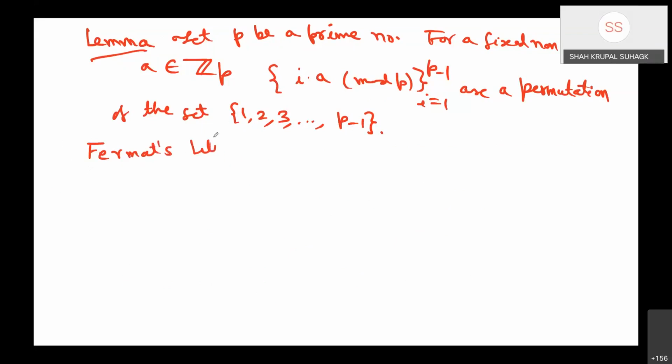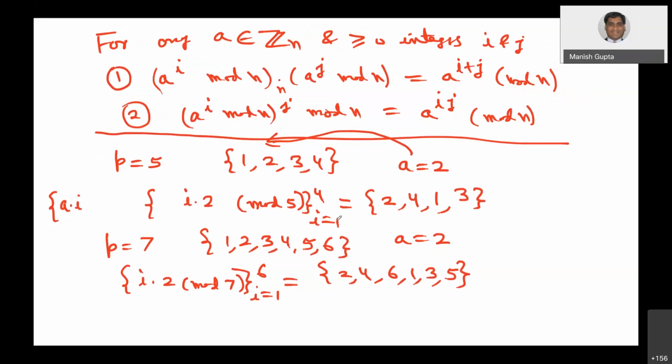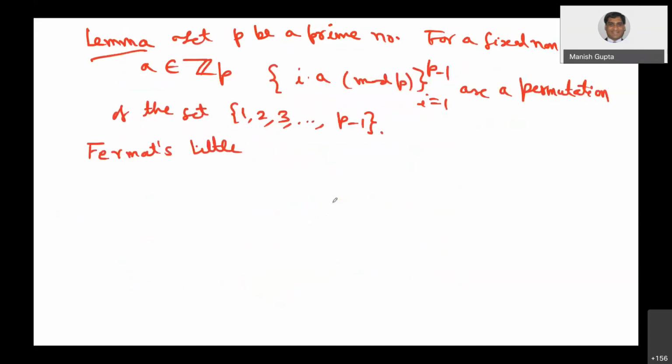Sir, here we have written I equals 1 to p minus 1. In the other case, if we write I equals 2 to p minus 1, then we will be dropping the first element 1. Is it possible that we write I equals 2? No, I have to include all of them. Otherwise, we will be dropping one, and then the permutation will not come. I is equal to 1 to p minus 1. Okay, sir. Thank you. Now it is Fermat's little theorem.